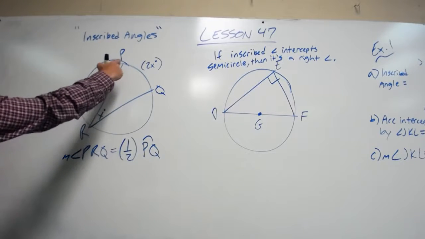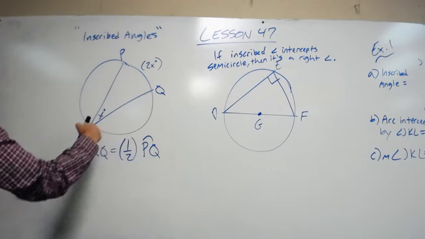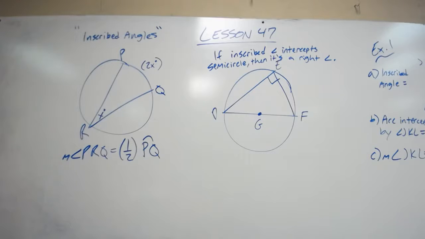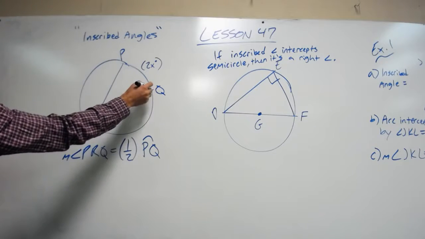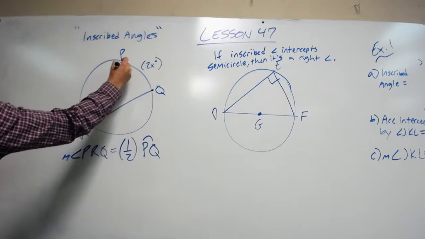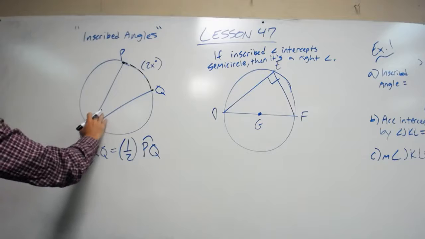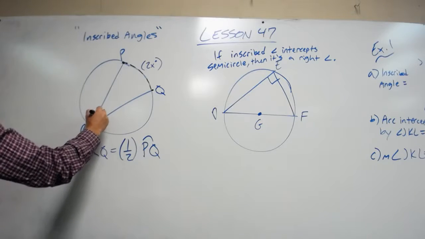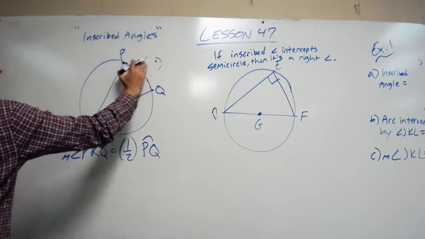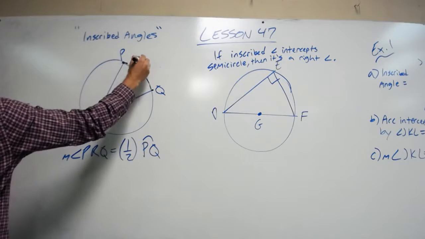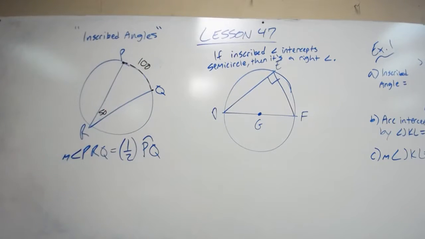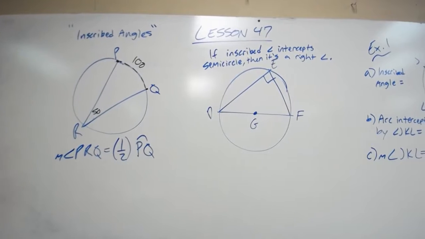But the measure of PRQ, the measure of the inscribed angle, is always going to be half of its intercepted arc. And remember, intercepted arc means basically what is in between the two chords here. This is the intercepted arc. So if this angle was 50, that would mean the intercepted arc would be 100. And that's all an inscribed angle is.